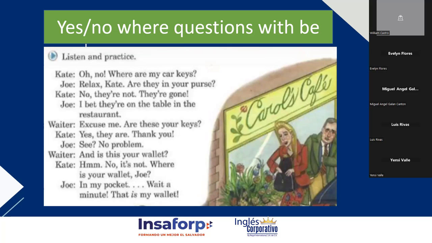That is my wallet. Okay, now it's your turn. Notice that you have a lot of questions. Ya a esta altura ya llevamos 4 clases.